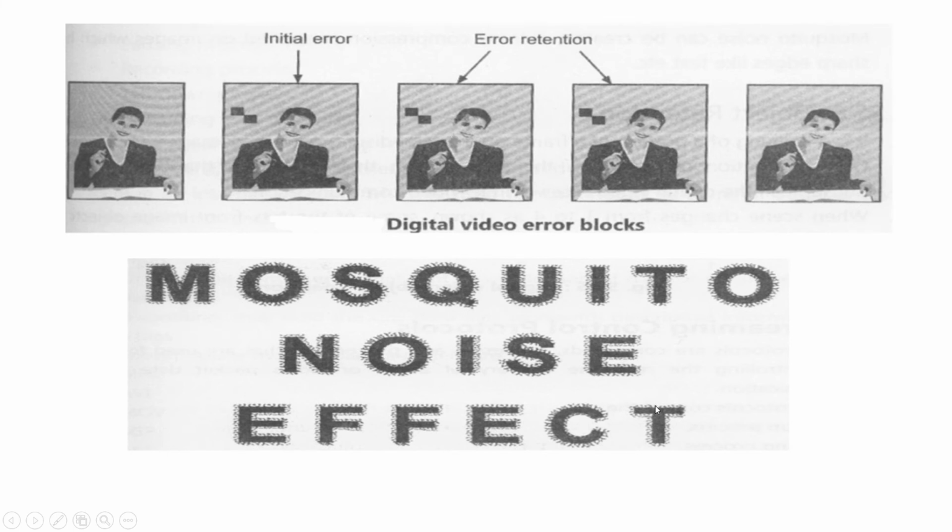And this is the mosquito noise effect. This is because of the aliasing effect; you may see this mosquito noise effect. Aliasing occurs if you are not satisfying the Nyquist criteria while sampling, so your sampling frequency must be greater than twice of fm. Okay.